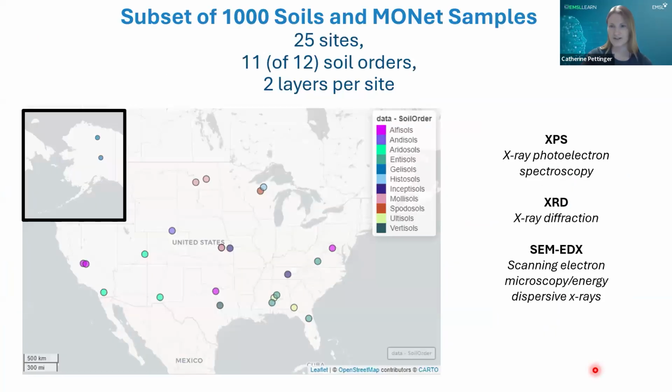To do this, we started with 25 sites that cover 11 of 12 soil orders. At each of these sites, there are two different layers that we're looking at. One is the top 10 centimeters, and then we're also looking at the 20 to 30 centimeter depth range. I'm looking at XPS data, and I'm starting to look at some XRD and SEM EDX data. Just for today, we're going to talk about the XPS, but more to come.